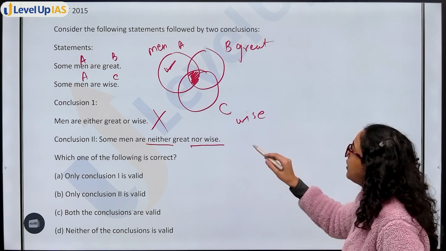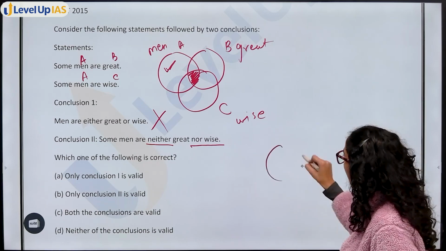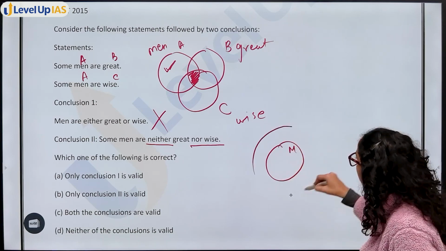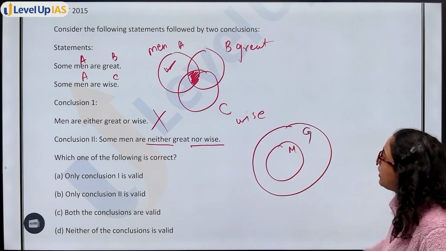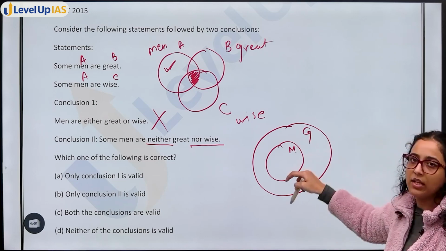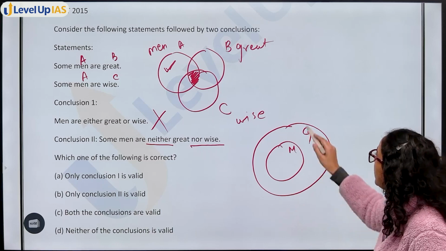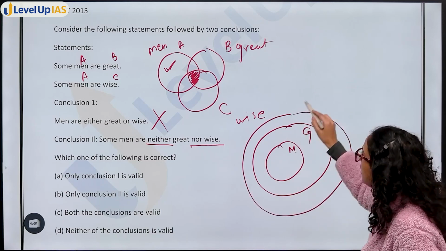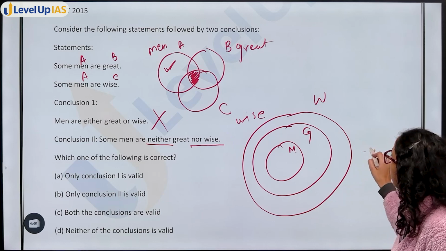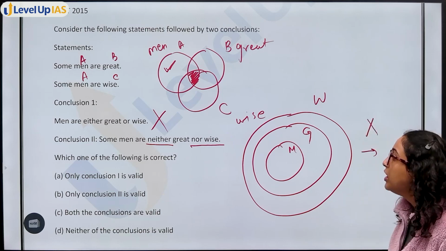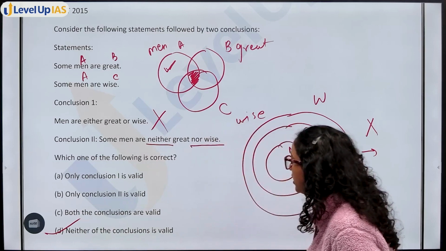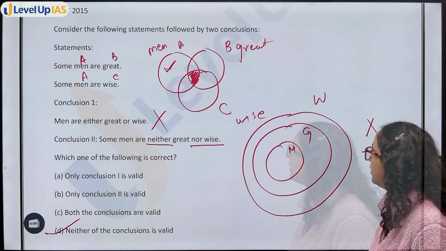If you have some men, ठीक है, they are great, some men are great, some men are wise. If all men are great, this statement is also true. Some men are wise, ठीक है। Some men are neither great nor wise. So in this case, this statement is not true. So neither of the conclusion is valid. Option D will be your answer.